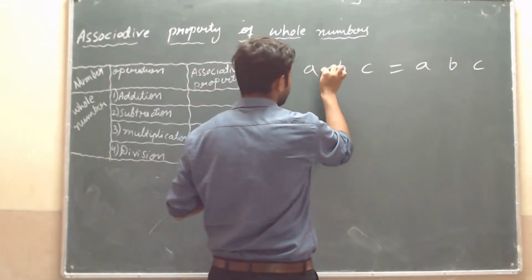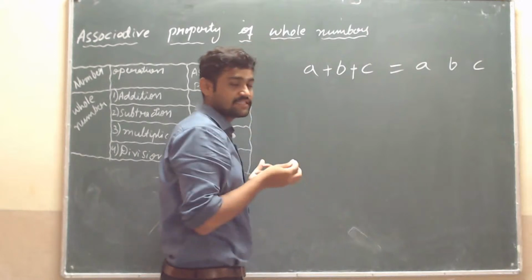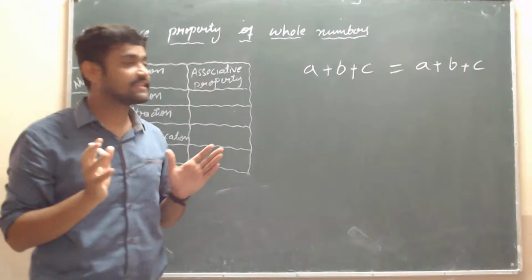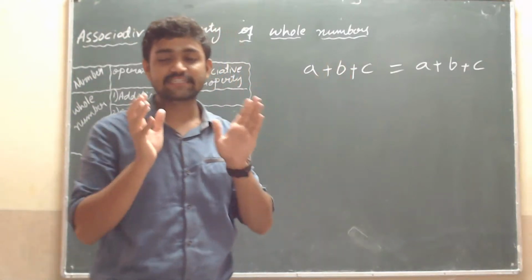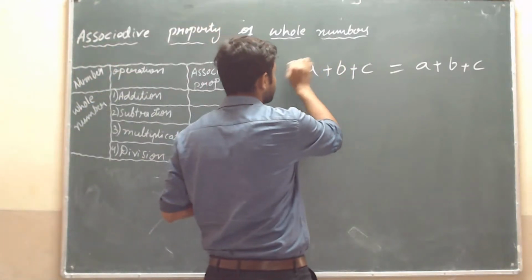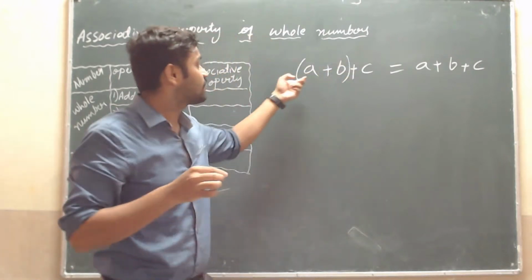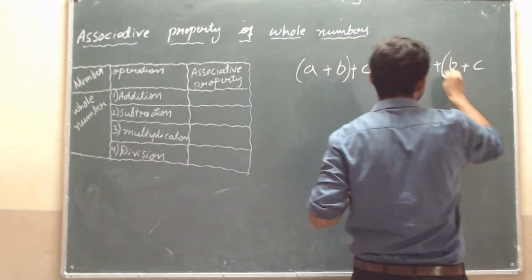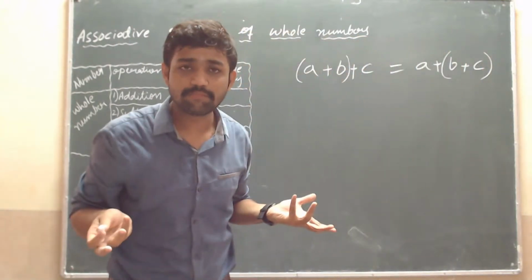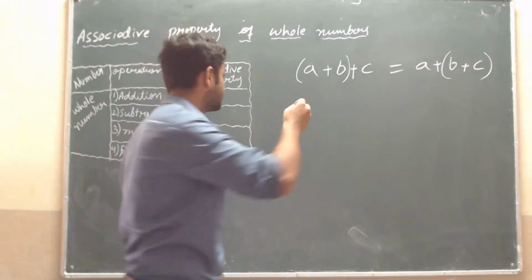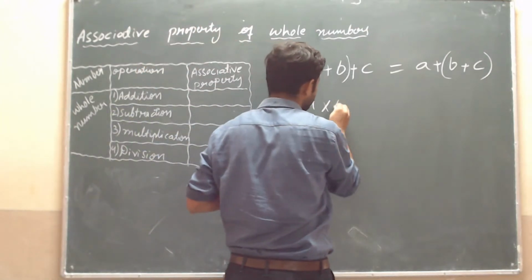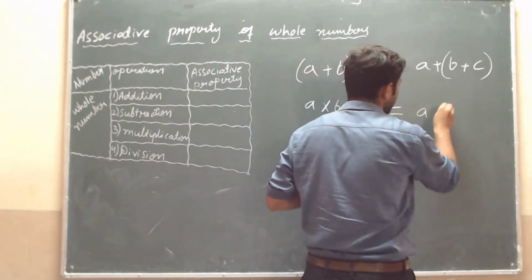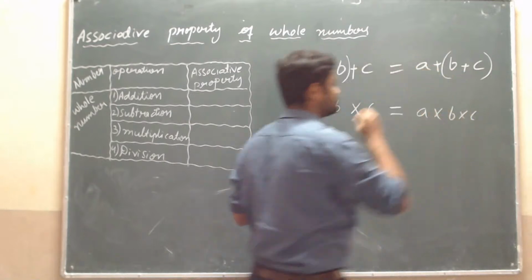First I will take addition. This is the first operation. Don't worry where you will put the bracket or parenthesis. For example, here I will put a bracket for A plus B, then here for B plus C. Whatever it may be. Then take another example, that is multiplication, A into B into C.